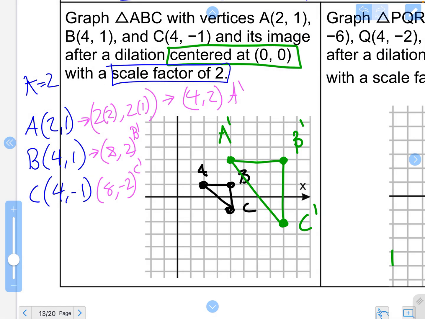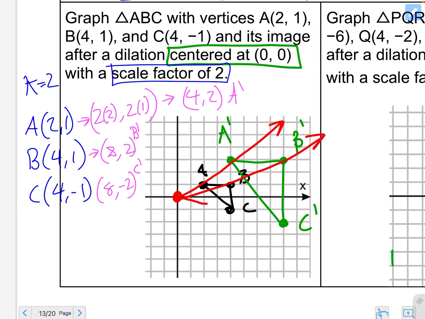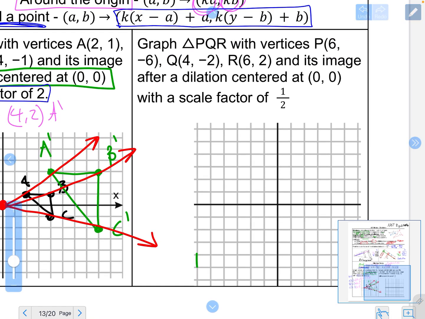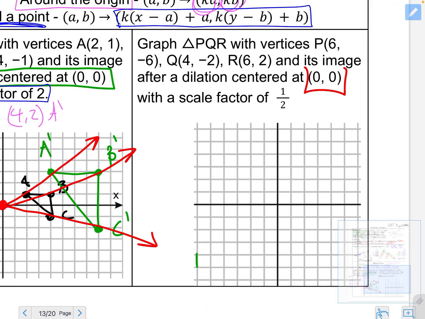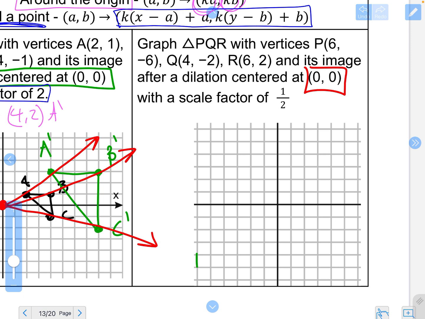One thing to visually help you out, and a way to check that you're doing it right: you should be able to take your center and draw a straight line through both points, both the pre-image and the image point. If you can do that, then you know you've done it correctly. Here our origin is our center, so it's 0, 0.